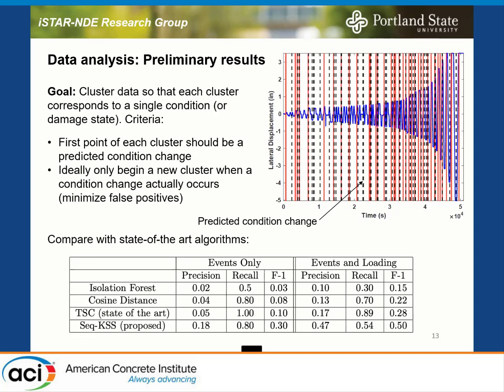Without doing too much tweaking, just trying a little bit with this algorithm, we could definitely see that this sequential KSS algorithm has significantly better precision and recall compared to the other algorithms. Here we're only looking at events, meaning only the red lines that actually indicate the damage states. And over here, we're also including the loading changes. So this one relates just to the 6 damage states, and this one would include all the red lines here.